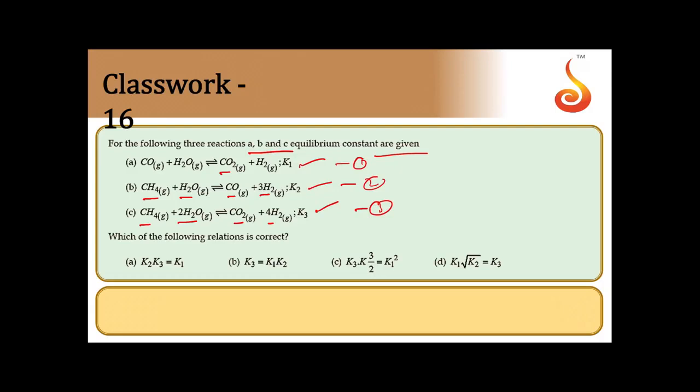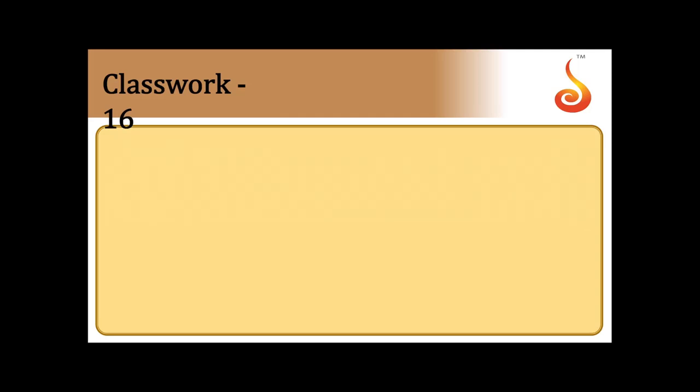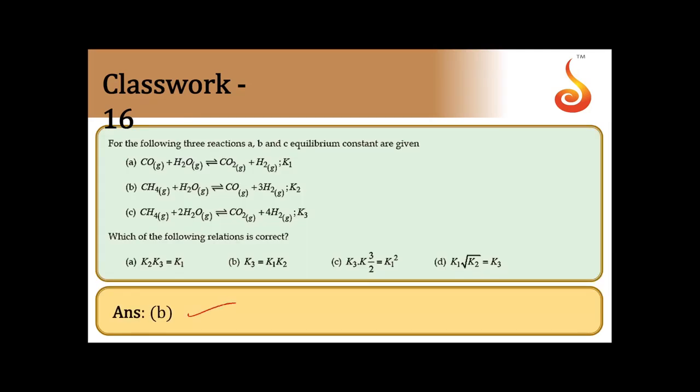By observing we can say that by adding equation 1 and 2, we are going to get the third equation. That implies the third equilibrium constant must be equal to the product of 1 and 2. Implies K3 should be equal to K1 into K2. By adding A and B we are getting C. Implies by multiplying K1 and K2 we are going to get K3. So answer is K3 is equal to K1 into K2. So B is the answer.